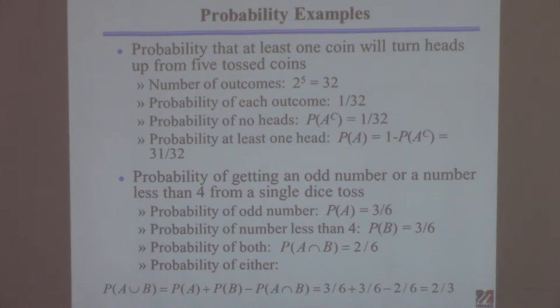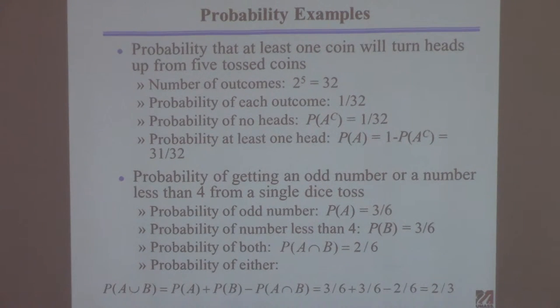All right. Someone asked you this question. I don't know why people are asking you these kind of questions, but they are. Okay. They say, I'm going to roll some dice. I want to know what's the probability that I'll get an odd number, right, 1, 3, or 5, or a number less than 4, 1, 2, and 3, from a single toss of the dice. So hopefully you can see these two sets are not disjoint. Because 3 and 1 belong to both sets.